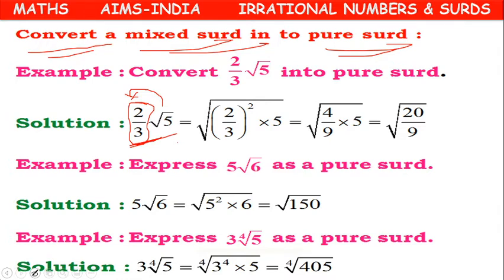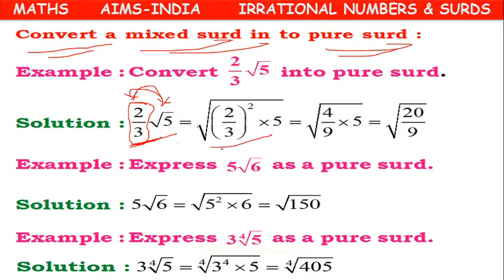Now, how to convert a mixed surd into a pure surd? We have to make the multiple 1. Means whatever multiple is outside, we have to take it inside the root. So then outside we will be having 1. Now here in this question, outside we have multiple 2 by 3. To make it into a pure surd, we have to take it inside.